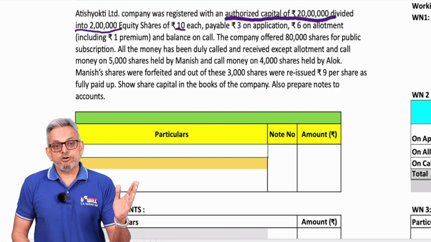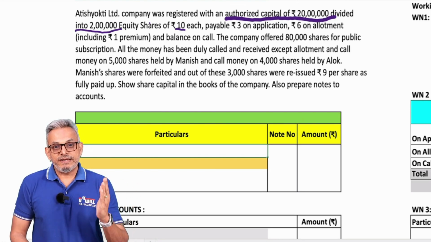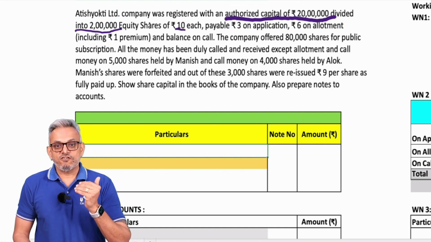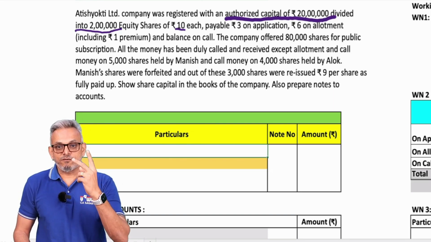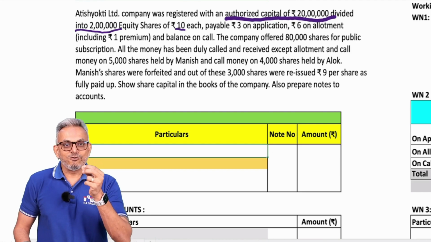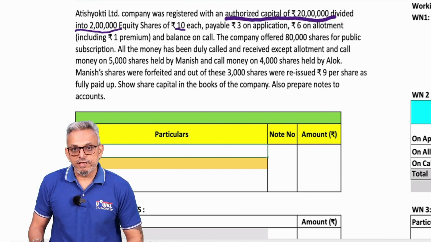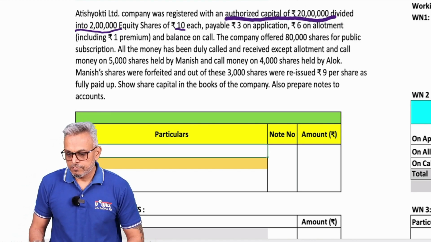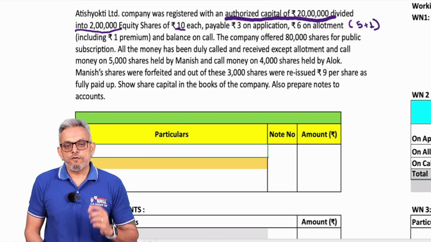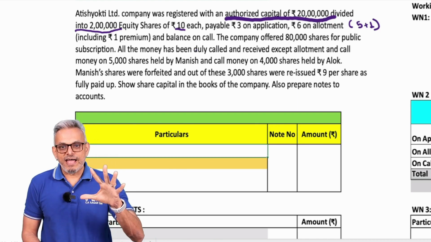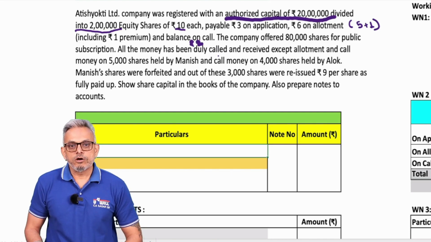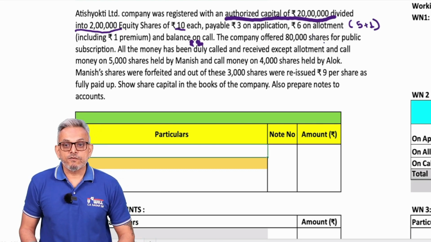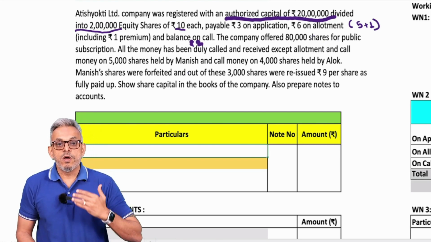But over here we are not collecting the complete rupees 11 at one go. We are taking it in different installments. So on application 3, 6 on allotment including premium. Here rupees 6 is made up of two parts, towards face value rupees 5 and towards premium rupees 1. So I'll write it over here: ₹5 + ₹1. And balance on call. So towards rupees 10, 3 on application, 5 on allotment, so 3 and 5, 8, and the balance is rupees 2 on call. Now the company offered 80,000 shares for public subscription. So the company wants to issue 80,000 shares.